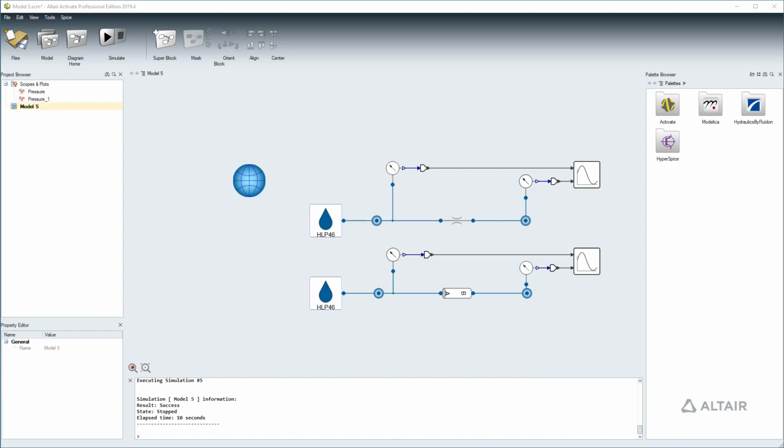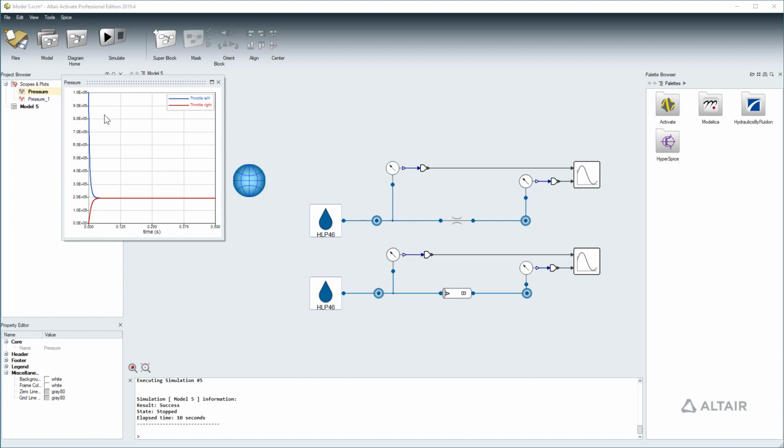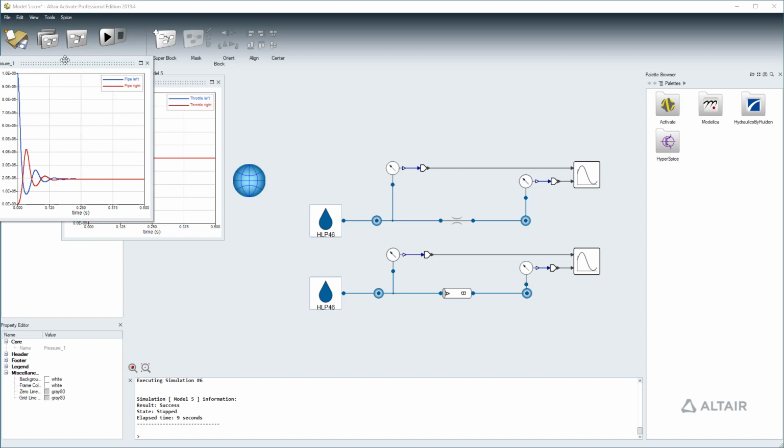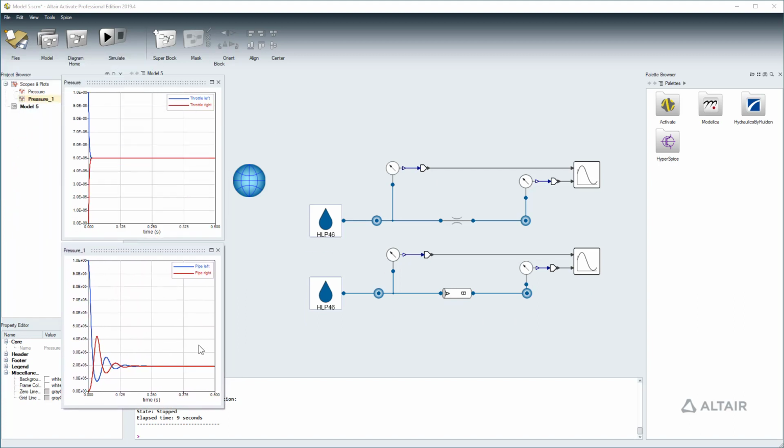Let's have a look at the results. First at the throttle. Here the pressure on the left side starts at 10 bar and drops. And the pressure on the right side starts at 0 bar and rises. And what happens in the system with the pipe? Here we not just have a balance of the pressure between low and high pressure, but here we have also an oscillation. And that's a typical spring mass system here, with the oil mass oscillating between the two oil springs.